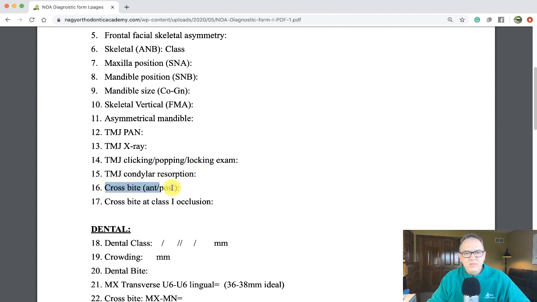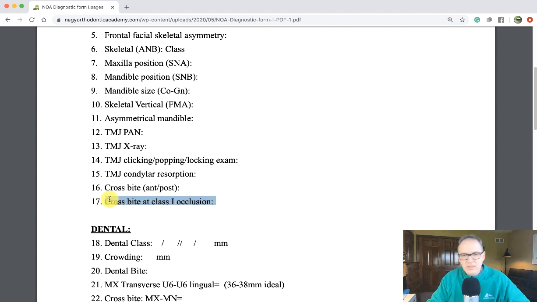And then we're going to come to crossbites, okay? Do you see a crossbite? It could be anterior crossbite, it could be posterior crossbite, or it could be both. So you would just say right here, anterior, posterior, both, or none. And then here, crossbite in class 1 occlusion. So this is a little bit different.